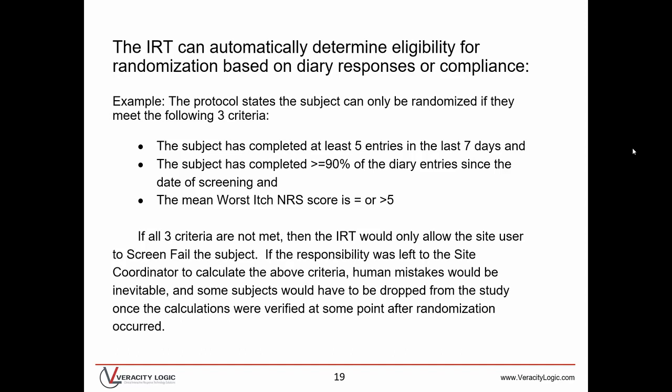If the responsibility was left up to the site coordinator to calculate the above criteria, human mistakes would be inevitable. If a subject was randomized but subsequently found they were not eligible, the subject would have to be discontinued from the study.